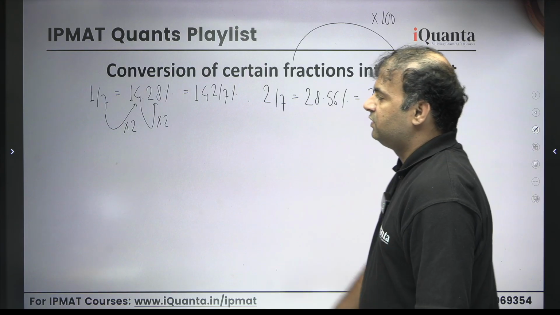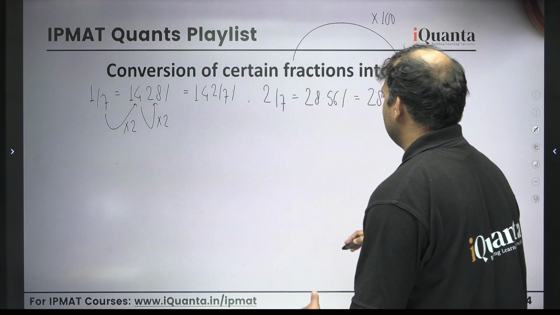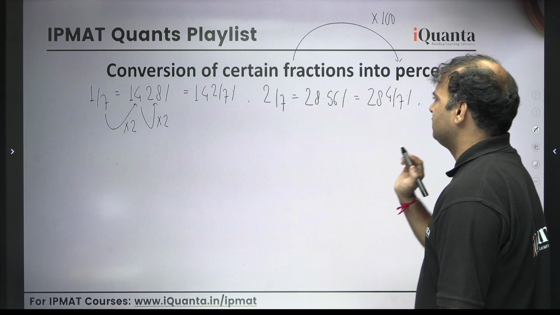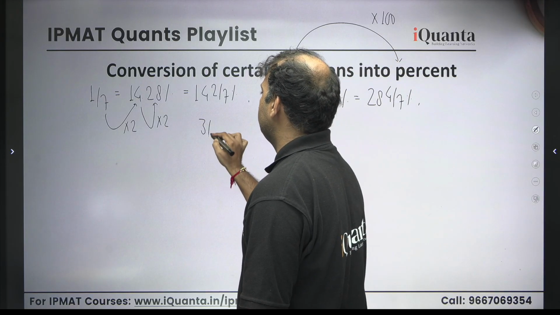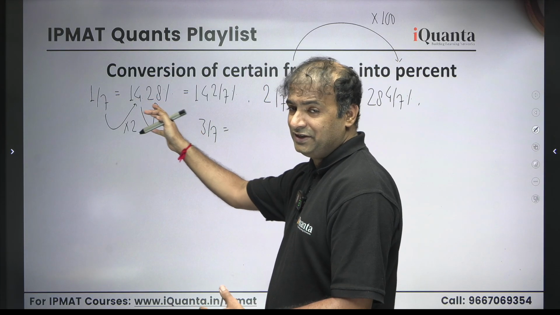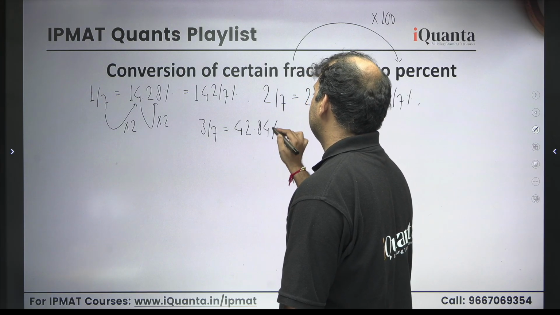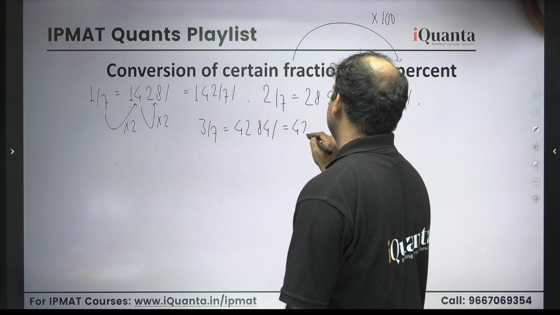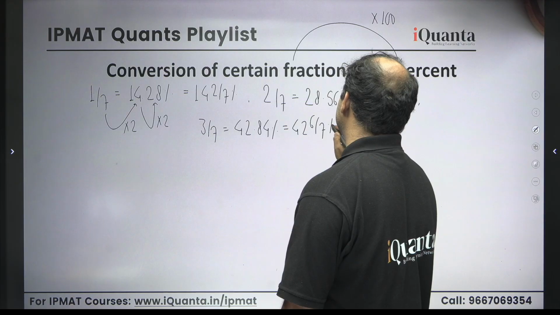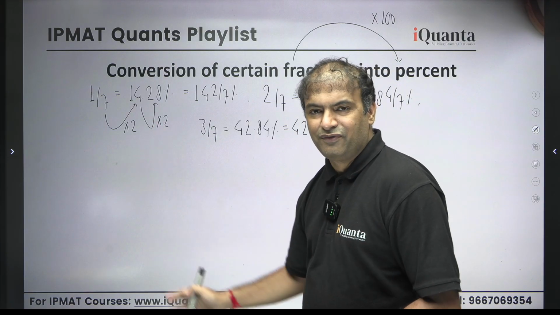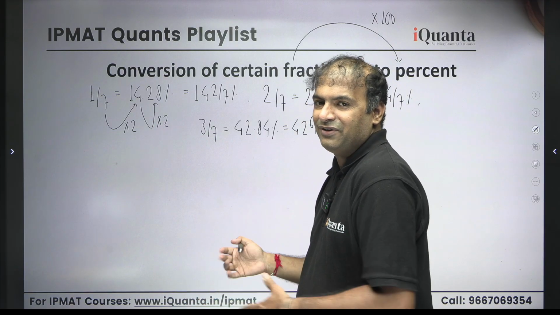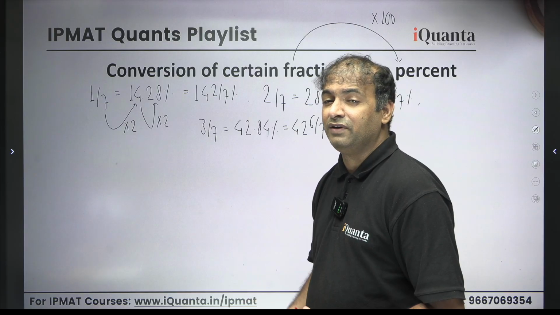Okay, now similarly, if you do the triple of this, right, what shall we get? We can say 3 by 7, let me write here, 3 by 7. If you do the triple of this as well, it must be 42.84, right? And this we can also write as 42 and 6 by 7 percent. Similarly, we can multiply by 4, 5, 6, and so on, right? They all can be helpful in solving the questions.